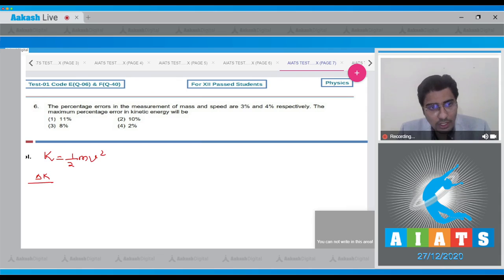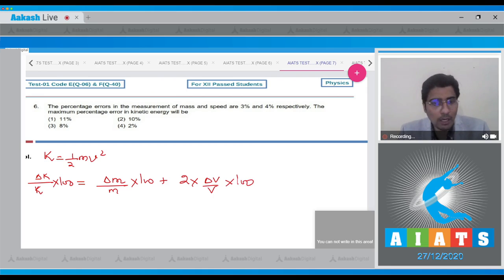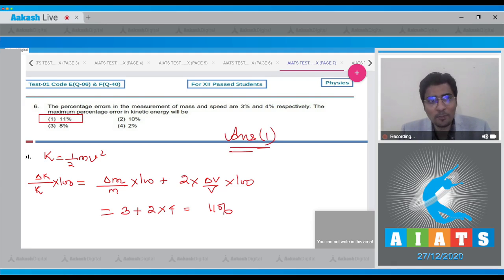From the concept of relative error, we can write down that the percentage error in kinetic energy will be equal to the percentage error in mass plus 2 times the percentage error in speed, as speed has a power 2 here. So this will be equal to 3 plus 2 into 4, and that will be equal to 11%. And if we analyze the given options, we can clearly see that the correct answer should be option number 1. Now let us solve question number 7.